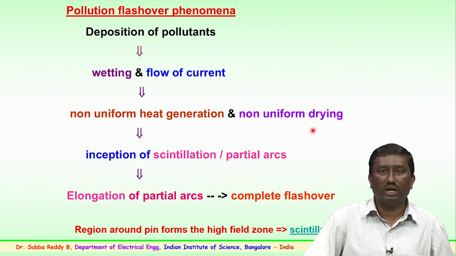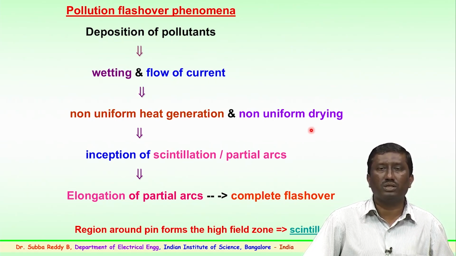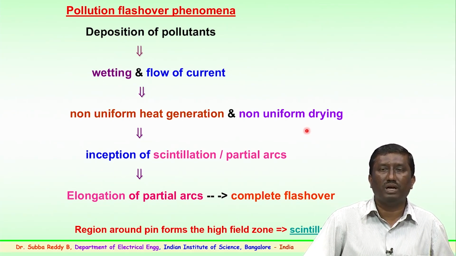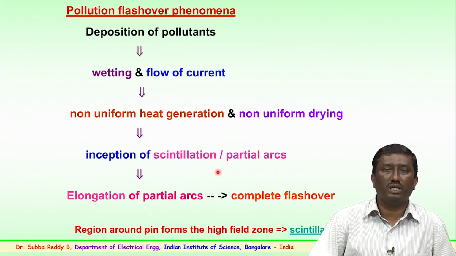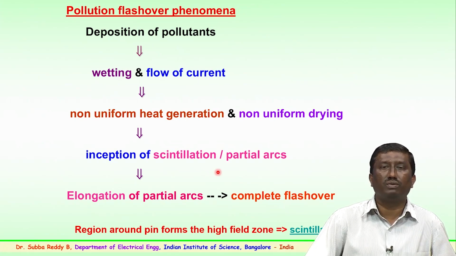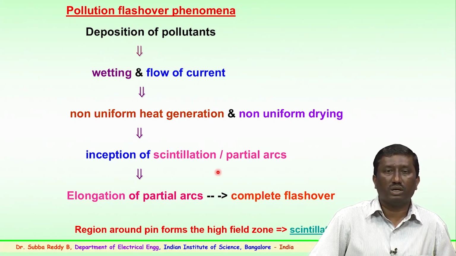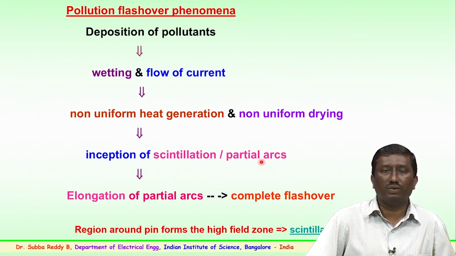Because of the wet and dry band formation and non-uniform heating, small discharges occur across these bands. Conduction happens across the wet bands, while across the dry bands there will be small arcings, which we normally term partial arcs or scintillation. These are small discharges that are not continuous in nature, and depend on the magnitude of the surface currents flowing and also the surface wetness. So, the inception of scintillation or partial arcs takes place. This activity goes on till the surface conduction on the insulator surface.